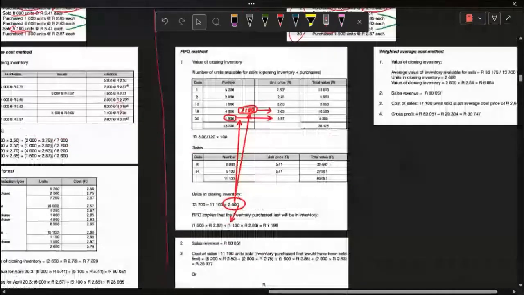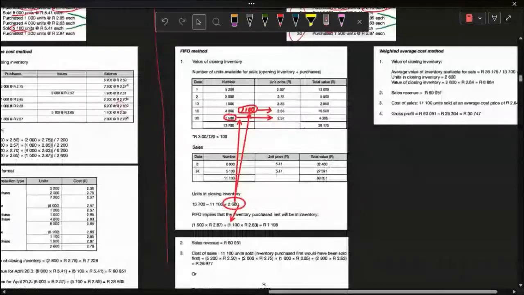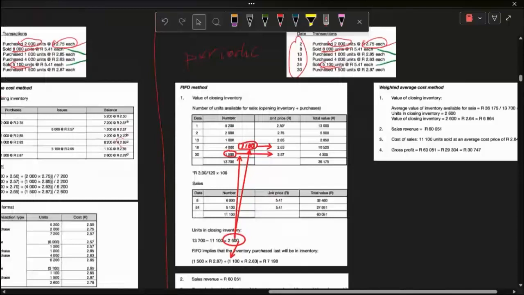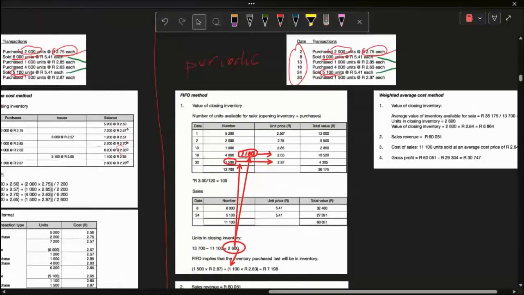So the FIFO within the periodic, we are no longer going to talk about purchase, what is coming in and what is going out. Why are we not talking about what is coming in and what is going out? Because in the perpetual system, we know at any time what should come in, what should go out. But in the periodic, we do it at the end. So we need to deal with the number of units that is coming in and the number of sales separately. That's the difference.